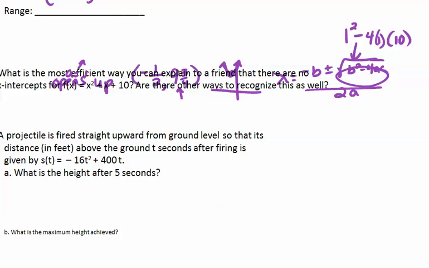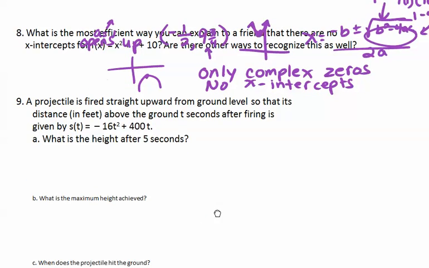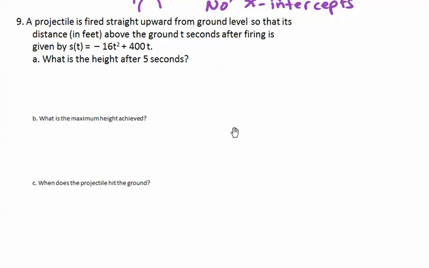I think you can see here that we've got 1 minus 40, so we would have a negative number under the square root sign, so we have only complex zeros. So that means, in other words, that there are no x-intercepts. So there's 2 different ways that you could explain how a parabola might have no x-intercepts. If its vertex is above the axis and it opens up, or if its vertex is below the axis and it opens down.